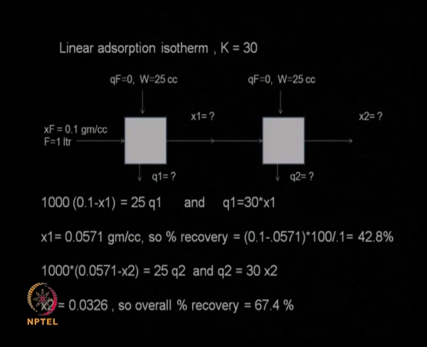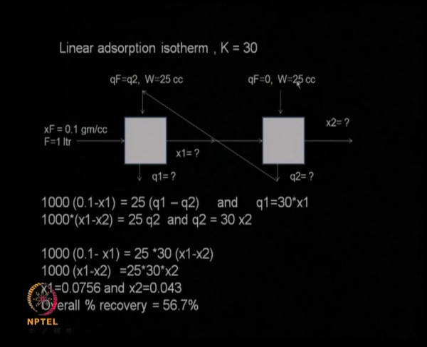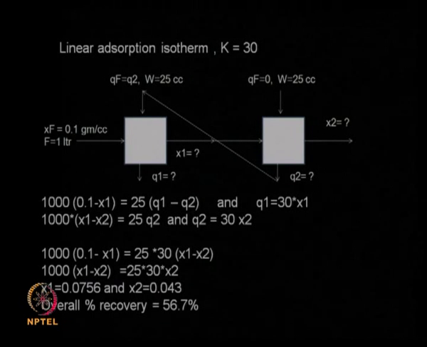And here in this design you are using 50 cc for one operation, whereas here you are using only 25 cc, which is sent from the second stage to the first stage. So the amount of adsorbent you are handling in this counter current design is less. So economically it will work out cheaper if you are using a very expensive adsorbent, okay.